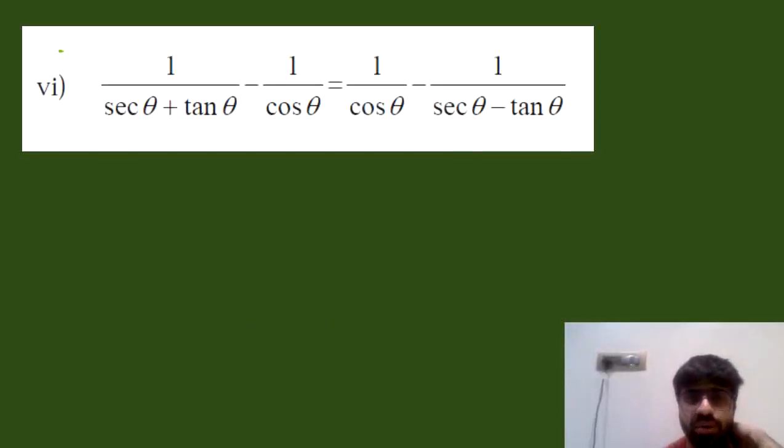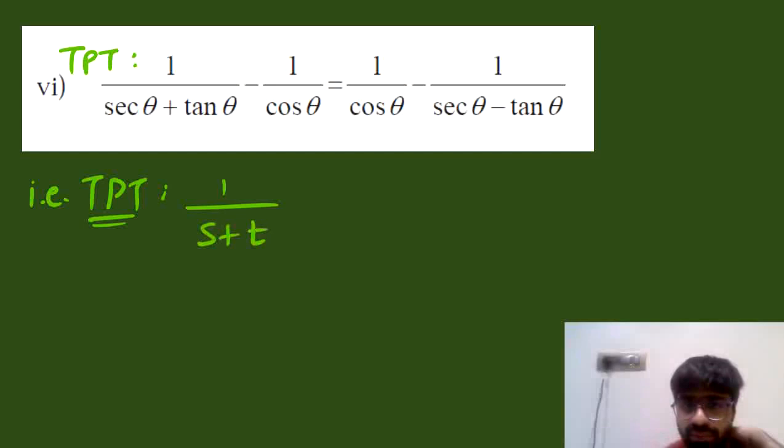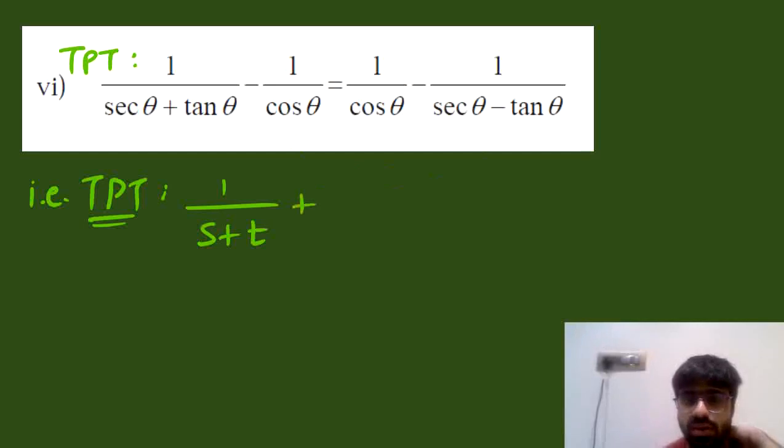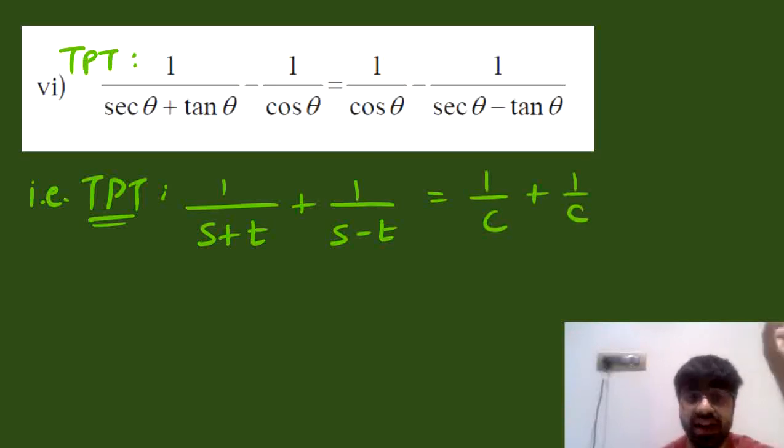Now in the sixth question you need to prove this. To prove that, this is the entire expression you need to prove. So let's just rewrite that question. That is, we need to prove that 1 upon sec theta plus tan theta, let's take that minus here and this term here, so we have plus 1 upon sec theta minus tan theta is equal to 1 upon cos theta plus 1 upon cos theta. This is what we have to prove.